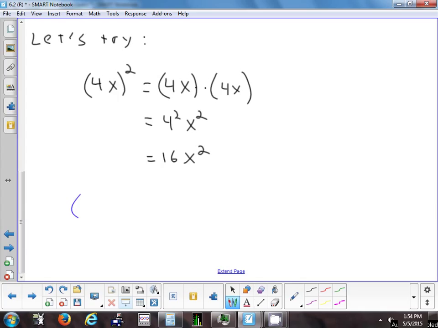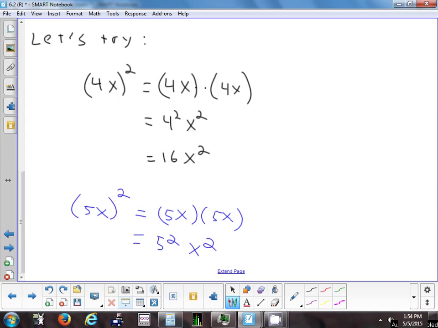How about if I had 5x squared? Who can tell me my first step? You could write 5x times 5x. You take the 5 and put the 2 above it. It's 5 to the second, and then x to the second.